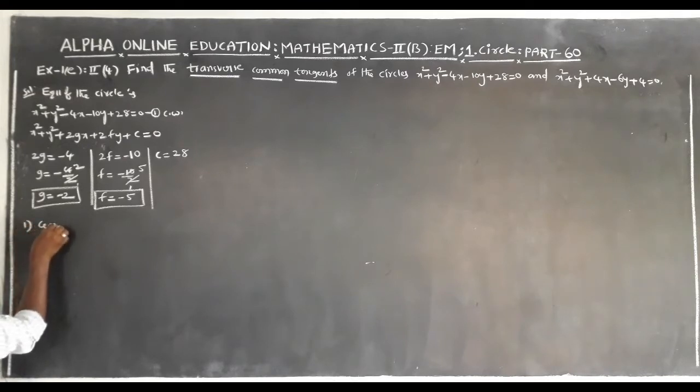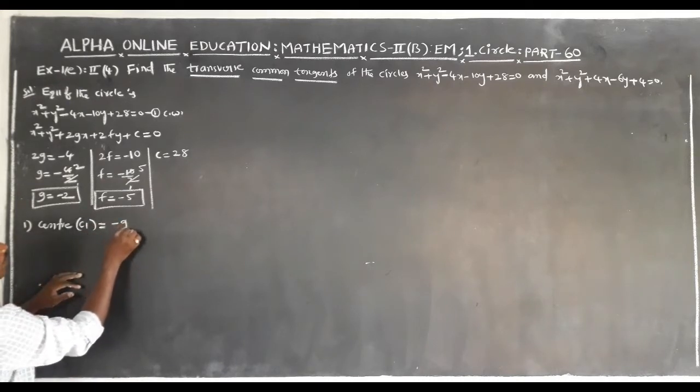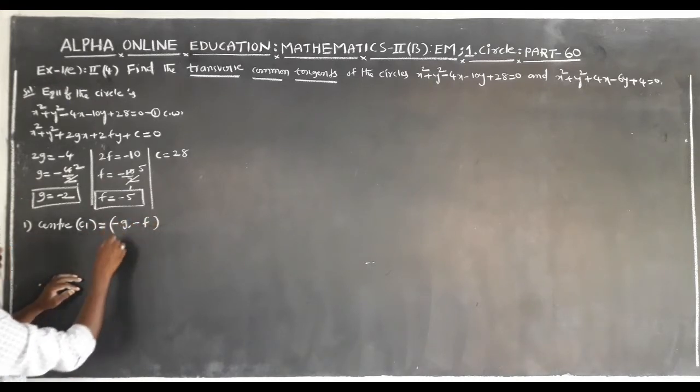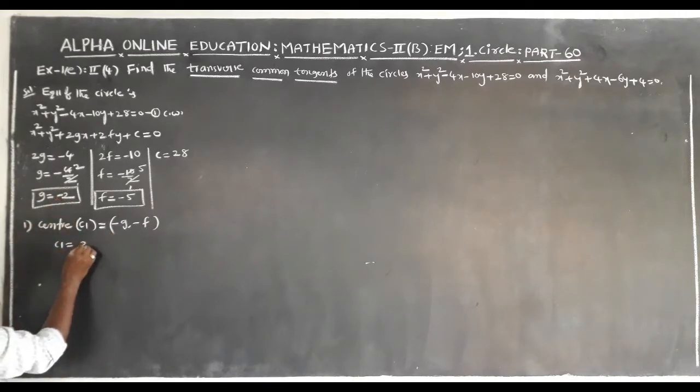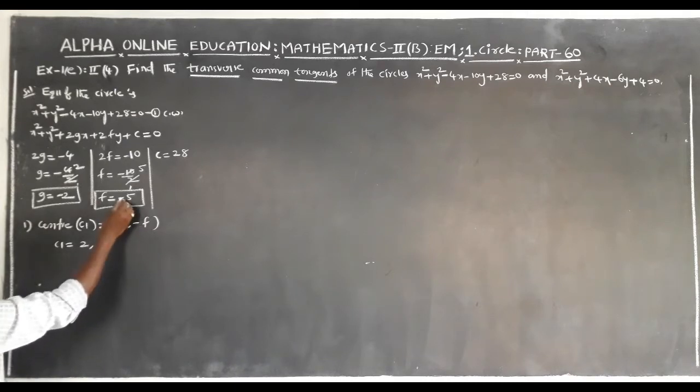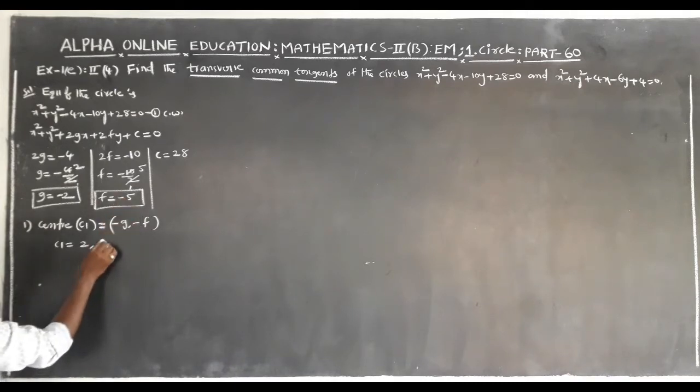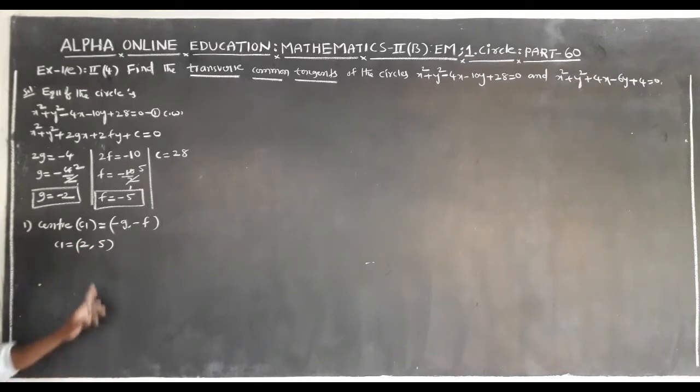First of all find the center of the first circle. Center formula: (−g, −f). C1 is equal to (−g, −f). g is equal to −2, so minus into minus plus 2. f is equal to −5, so minus into minus plus 5. This is the center of the first circle, (2, 5).